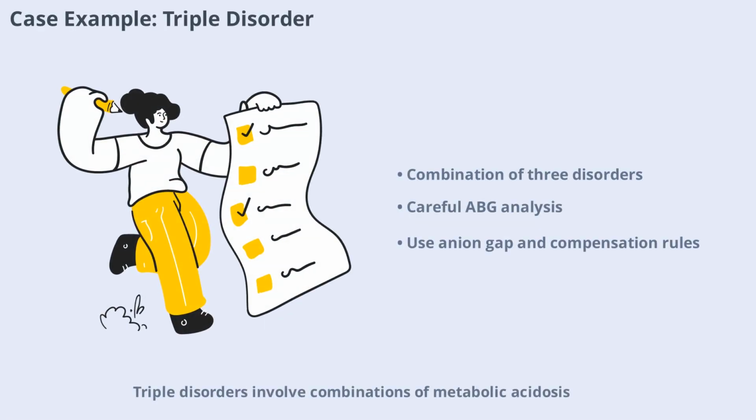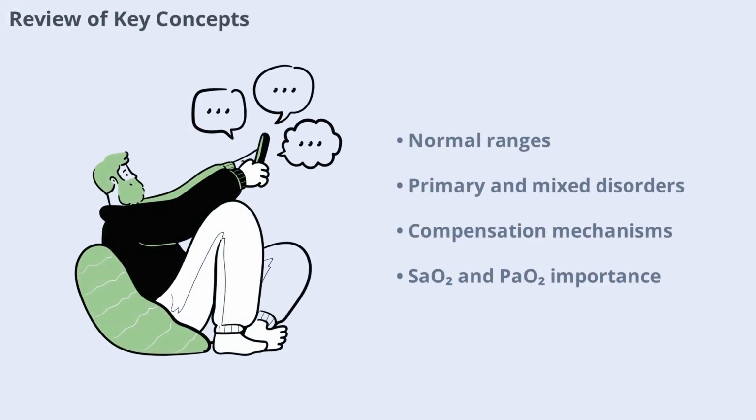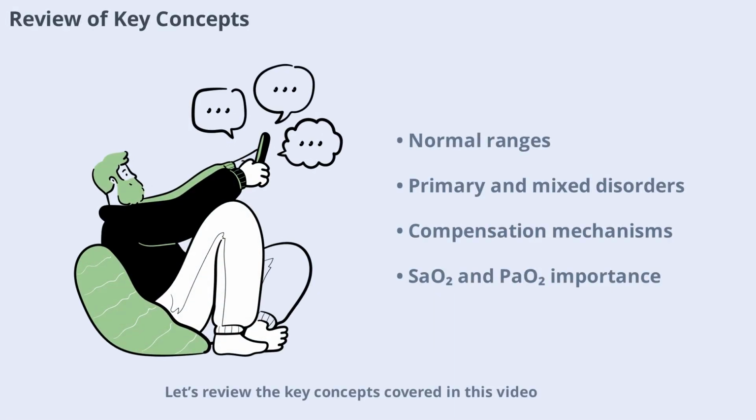Triple disorders involve combinations of metabolic acidosis, metabolic alkalosis, and respiratory acidosis or alkalosis. These cases are rare but require careful analysis of ABG values and clinical context. Look for patterns that do not fit single or mixed disorders and use the anion gap and compensation rules for guidance. Let's review the key concepts covered in this video.